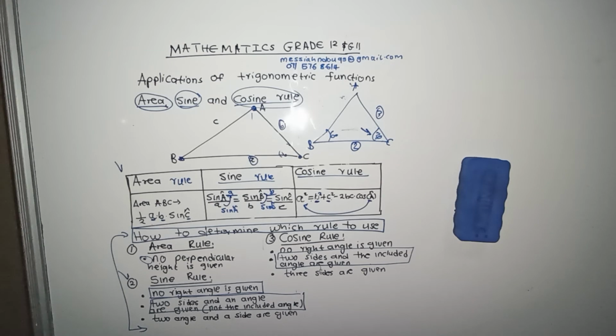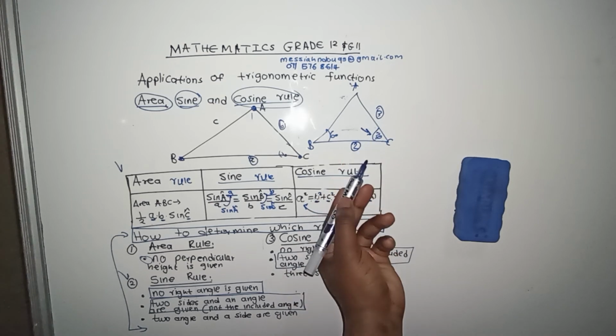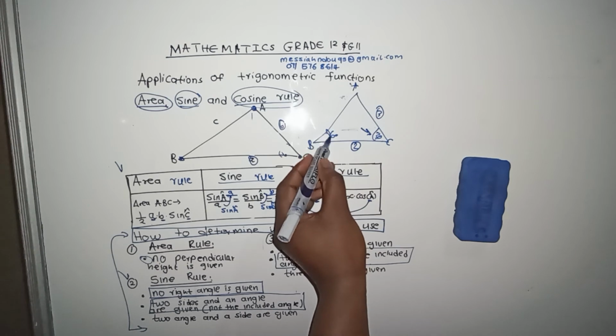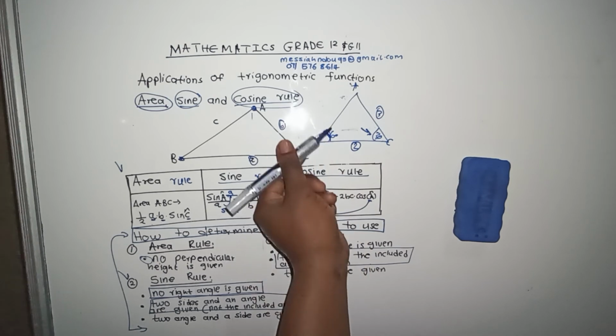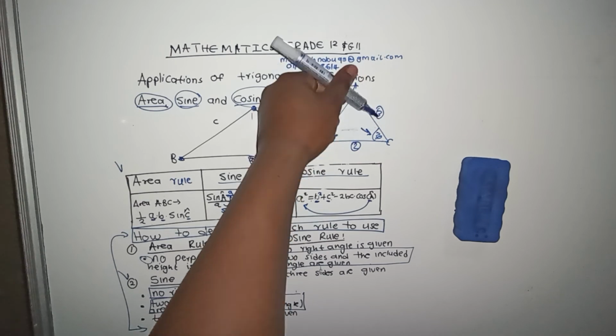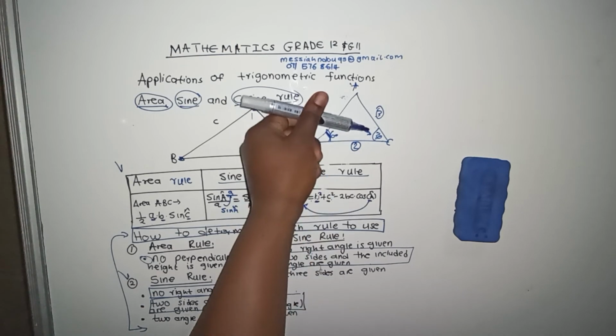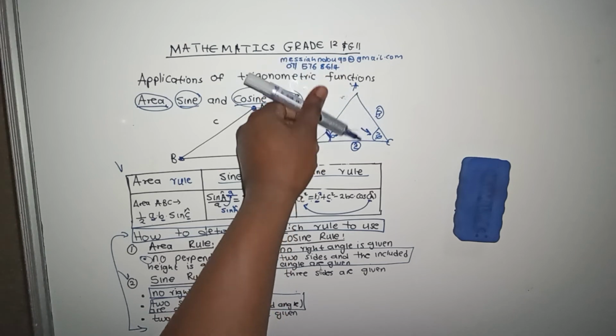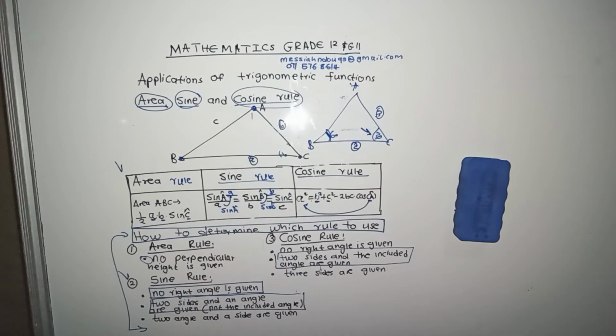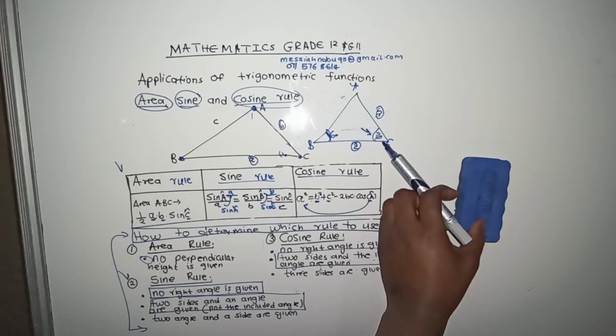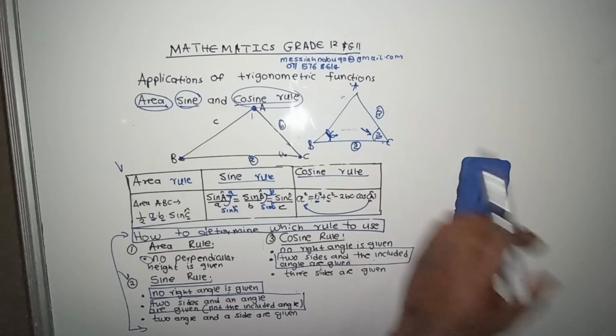So if I'm applying the sine rule, I select one angle that is not included, an angle that is not in between the two sides that I'm actually using. That's it. An included angle is found in between the two sides that you'll be using. So this only applies to the cosine rule, because they say two sides and the included angle are given. Two sides are given and also the included angle.